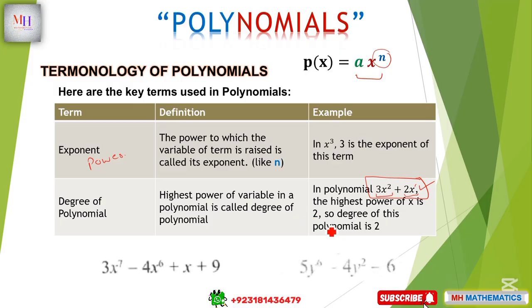Let's have two other examples. In this example, the variable is x and the powers of the variable are 7, 6, 1, and here the power of x is equal to 0. So the highest power is 7. So the degree of this polynomial is 7. On the other hand, here the variable is y. So the powers are y^6, y^2 and y^0. Here is a constant term, so its power is 0. The highest power is 6. So the degree of this polynomial is 6.